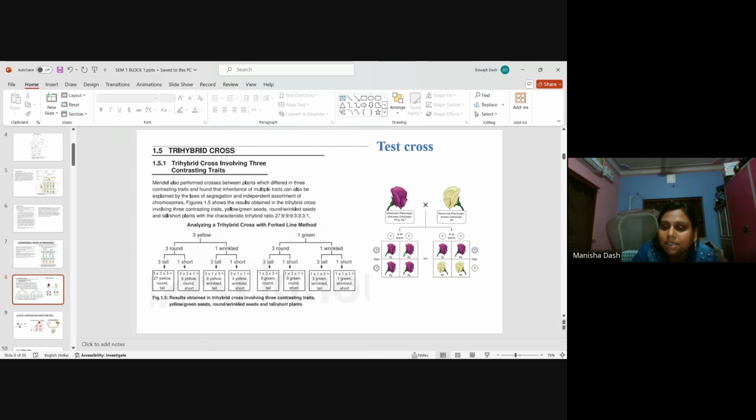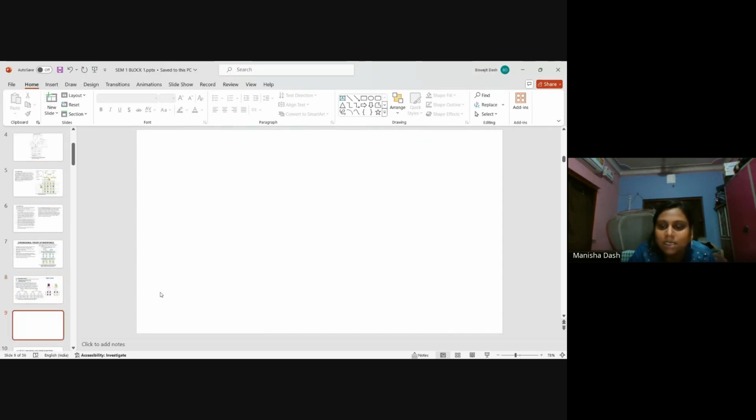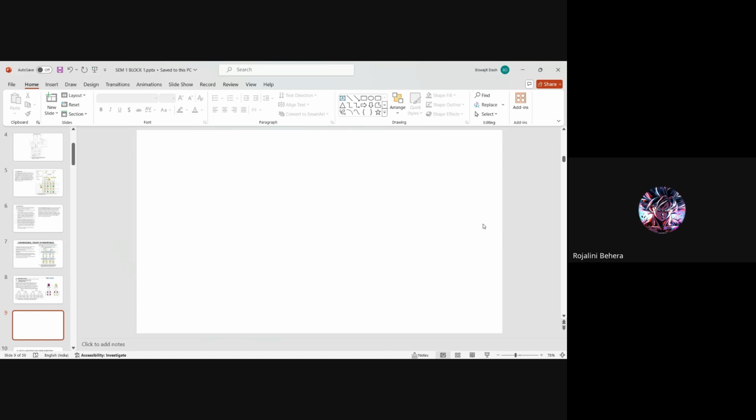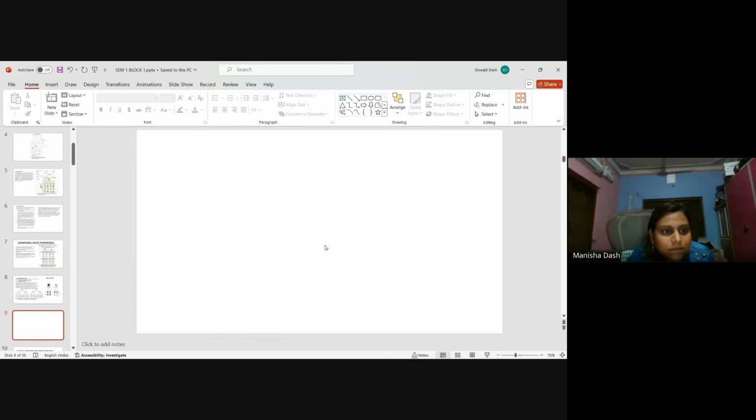Let me draw a simple thing for you, so it will be easier to understand. Like in dihybrid, if we consider it like this, I'm just using a blank sheet from PowerPoint. Just let me know if it is visible to you or not. In genetics, a lot of drawing is required. So the blank slide is visible to all? Yes, ma'am.